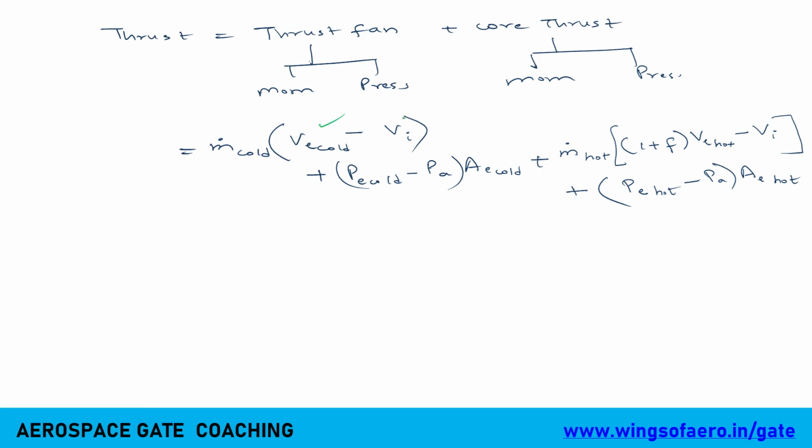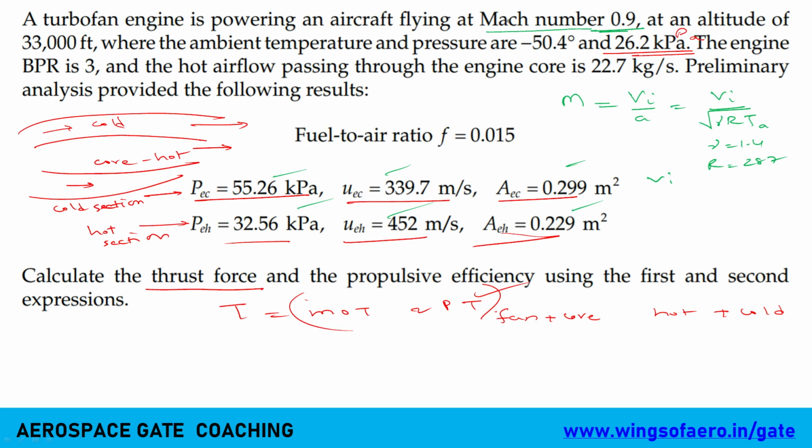So this value is known, this we can find out, this value is given, this value is given, this value is given, this we can find, this value is given. Now what is the main parameter we have to find? Mass flow rate of the cold section, mass flow rate of the hot section, F value. Now the F value is also provided in the question. The only thing we need to know is the mass flow rate of the cold and hot. Let's see whether they have given it or not. Hot section they have given the mass flow rate, that means for the core part they have given the mass flow rate. Now we need to find it, and the bypass ratio is given.